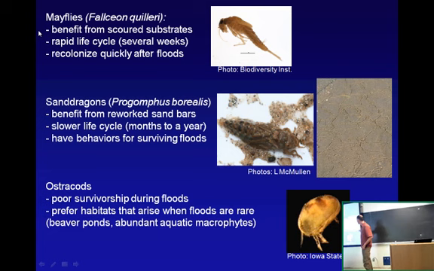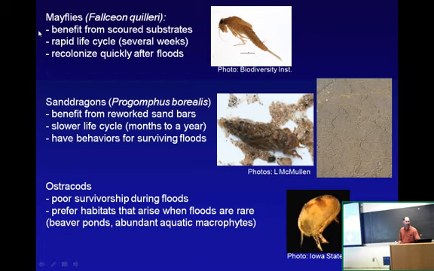At the other end of the extreme, we have ostracods, which essentially are pond species, more or less, at least the species that we study. They have very poor survivorship during floods, so they're high mortality. They prefer habitats that tend to occur when floods are rare in a system. And in our system, that means beaver ponds and slow areas along the river margins associated with aquatic macrophytes. So things that come in slowly after floods have been absent from the system for a few years.